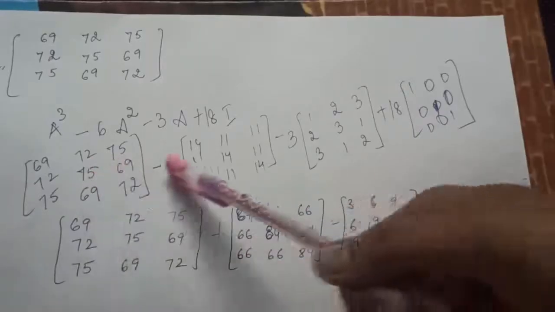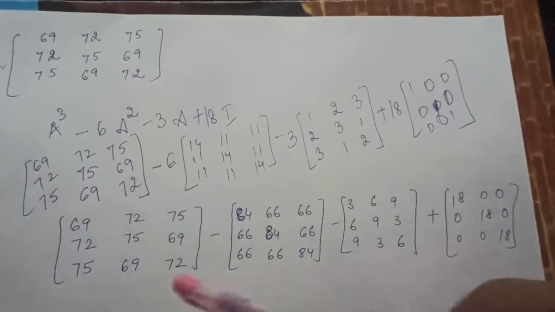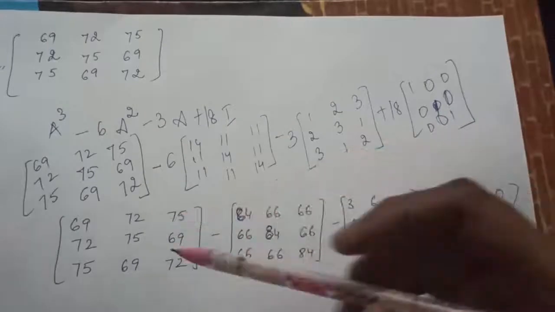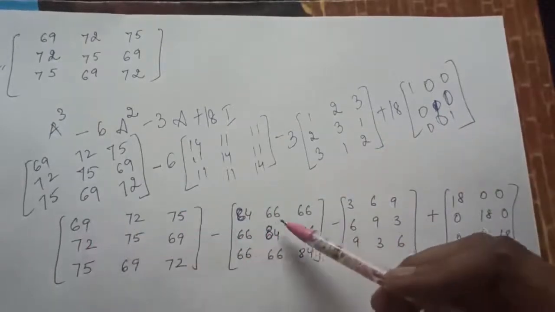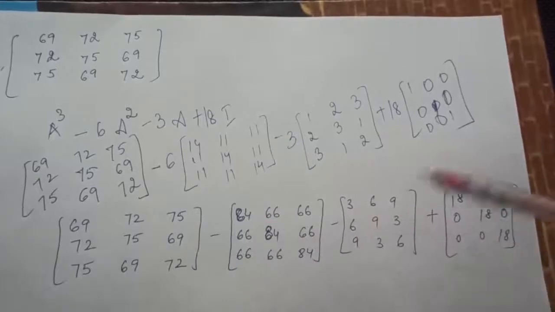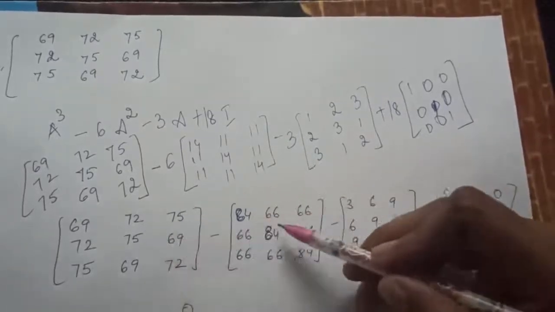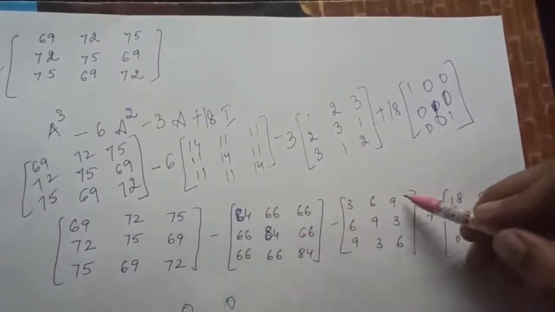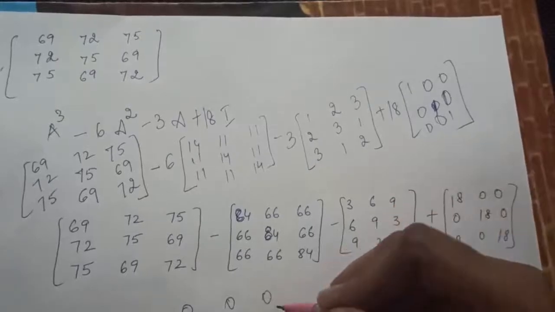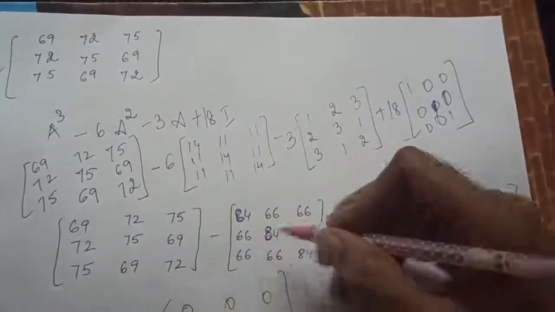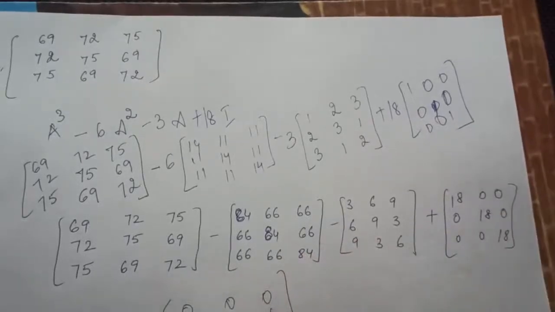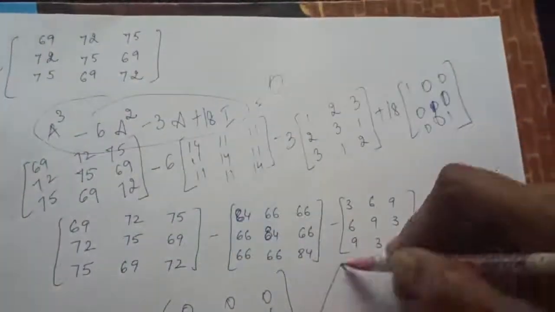Finally, after solving all this, you will come across this matrix and this matrix. Now we will be solving this matrix. 69 minus 84 minus 3 plus 18, it will be 0. 72 minus 66 minus 6 plus 0, this will be 0. 75, 66, 9 and 0, you will solve it, it will be 0. And you will observe that when you solve all these values, it comes out to be 0. So our question was that this equation should equal 0, and that has been proved.